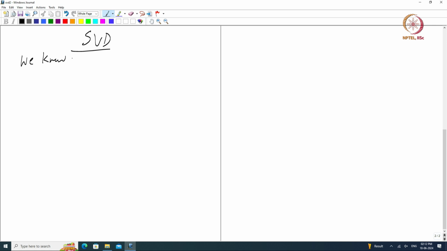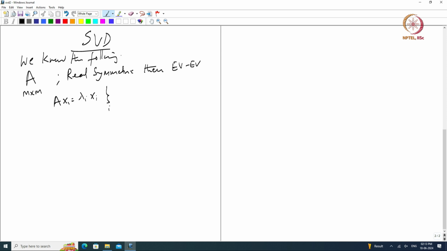We have reached some distance. More importantly, we know the following now. Suppose we have matrix A which is say M cross M, which is real symmetric, then we do eigenvalue eigenvector decomposition of this as A xi equals lambda I xi, let us say I equal to 1 to n.